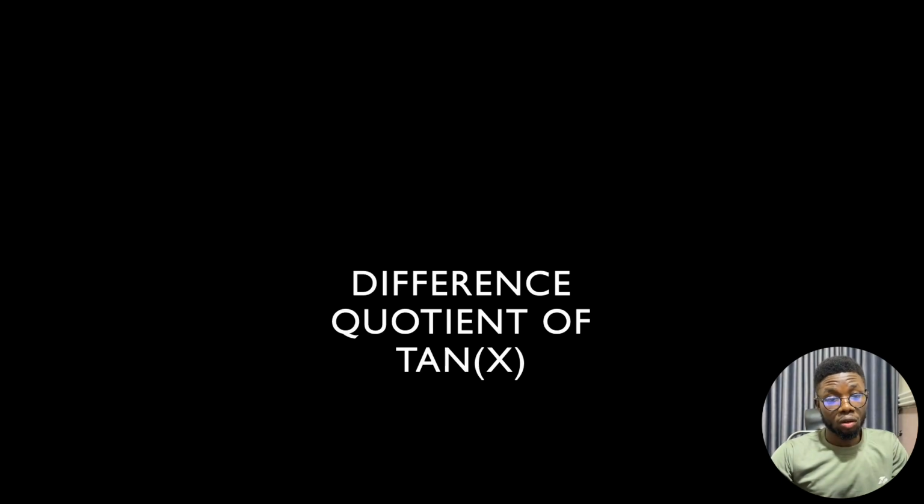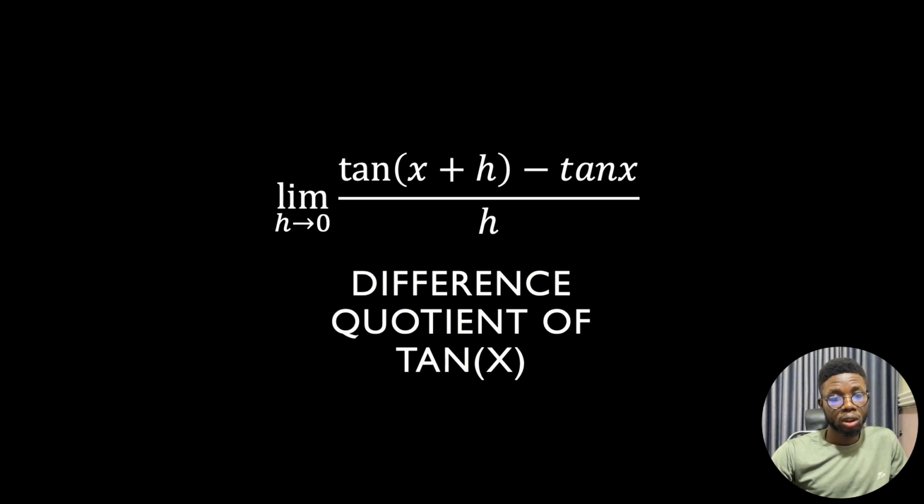One of the problems most students face at the beginning of calculus is finding difference quotients of trigonometric functions. And here I want to show you how to find the difference quotient of tan x. Basically, we already know our difference quotient, which is f of x plus h minus f of x, divided by h. And when we take the limit as h goes to 0, then we have the derivative that we needed.